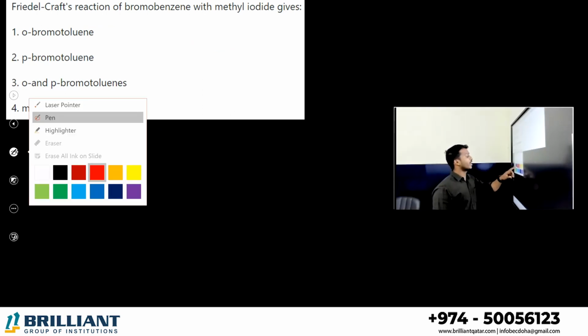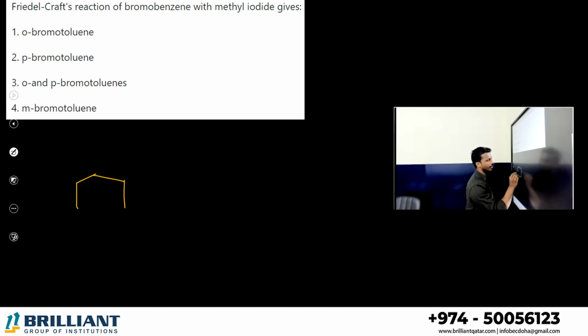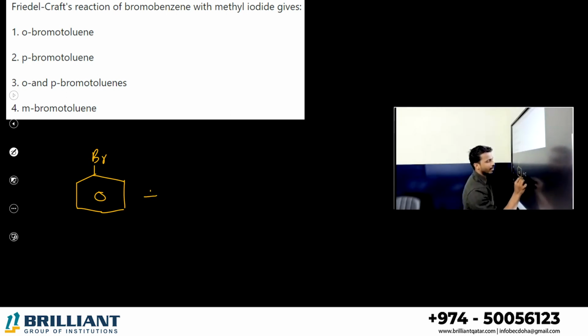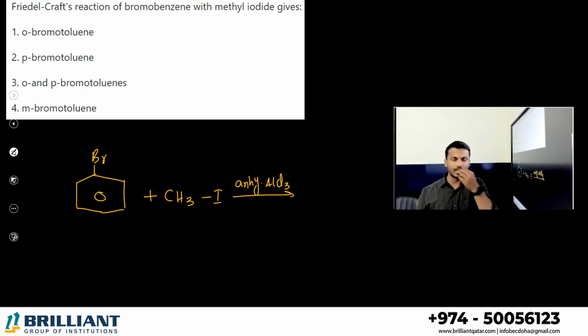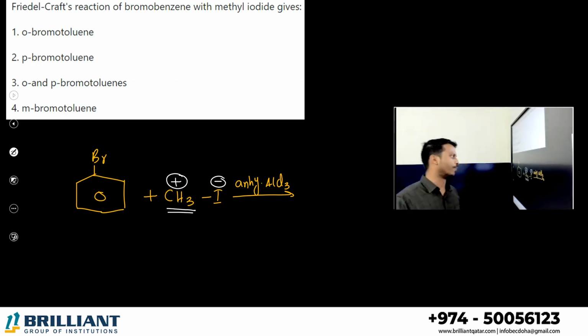Next. Friedel-Crafts reaction of bromobenzene. What is bromobenzene? Benzene with the bromine. Bromobenzene with the methyl iodide. What is methyl iodide? CH3I. You know, Friedel-Crafts reaction, the catalyst is which one? Anhydrous AlCl3. What is the upcoming electrophile? Friedel-Crafts reaction, nitration, sulfonation, Friedel-Crafts acylation, all belong to electrophilic substitution reaction. Which is the electrophile here? I minus CH3 plus. This is the electrophile, an electron deficient compound.